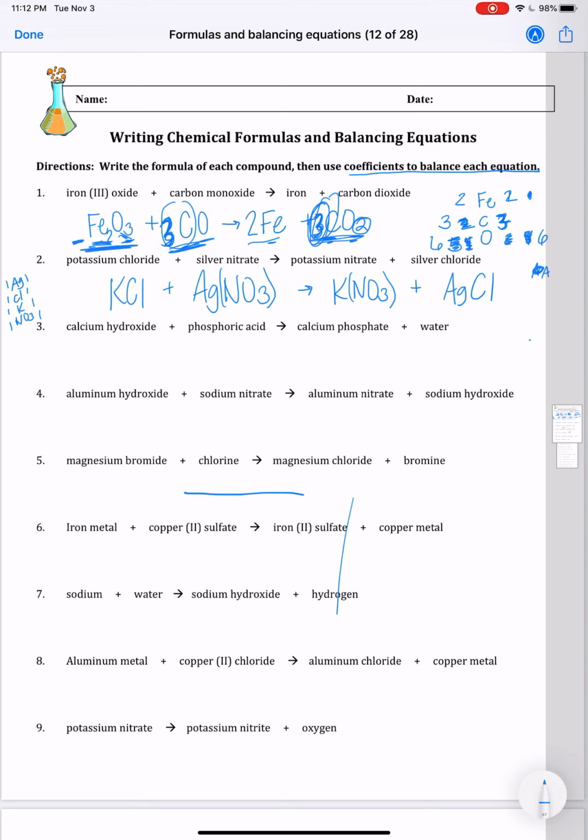Okay? And that balanced perfect and easily. So that one was already balanced. Not all equations will have to be balanced. Okay? Some of them will naturally just be balanced with ones.